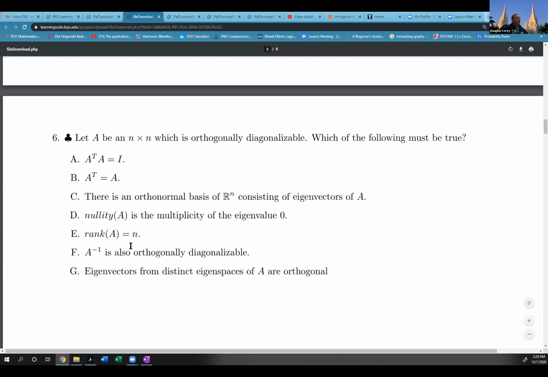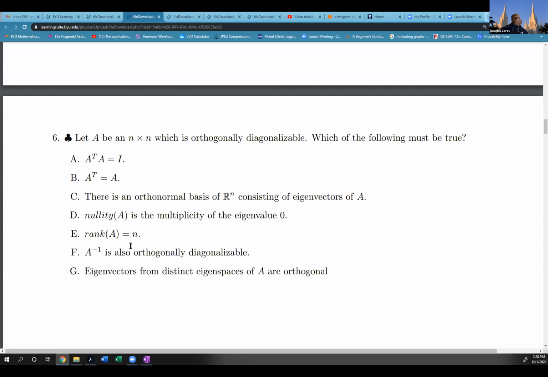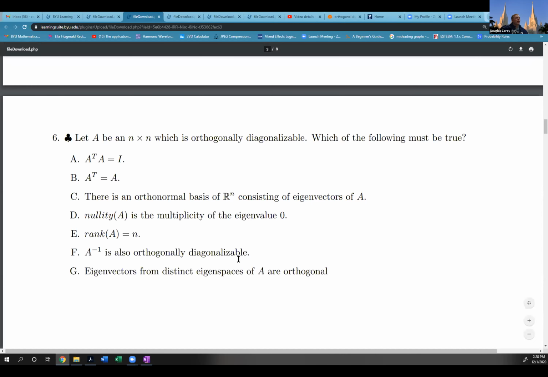A inverse is also orthogonally diagonalizable. This is a little bit tricky because A inverse doesn't have to exist. So you might think, well, if A inverse exists, it's orthogonally diagonalizable. So let's change it to that. If A inverse exists, is it orthogonally diagonalizable? Yes or no? Okay, I'm seeing lots of yeses come up. So that is right.